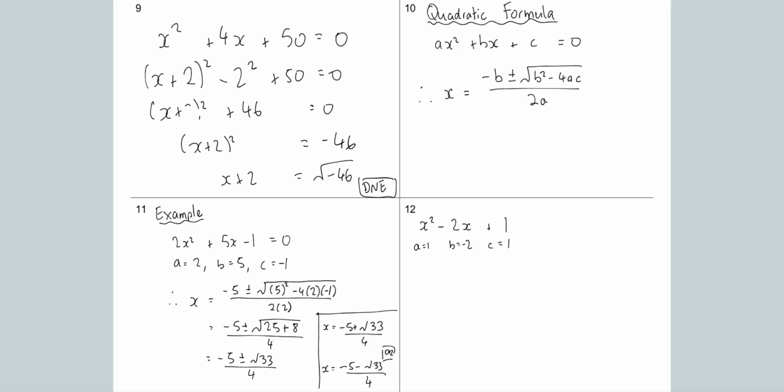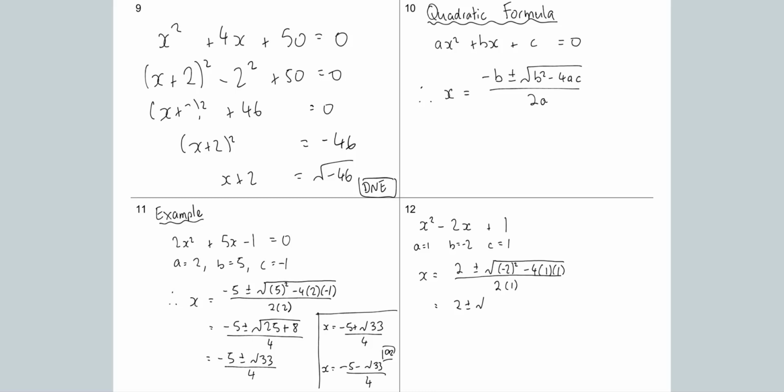So straight into the formula, x is equal to -b. So we've got a -2 here, so -2 is +2, plus or minus the square root of b squared, so -2 squared minus 4 multiplied by a multiplied by c. And then I'll put the little bar over the top, all over 2a. So it's 2 multiplied by 1. Okay, do a little bit of calculations here.